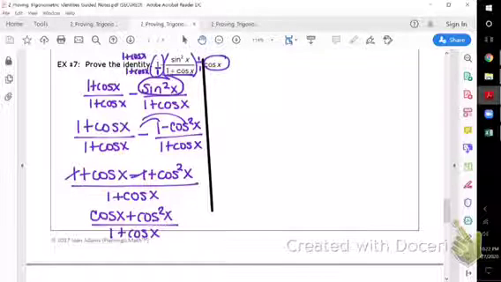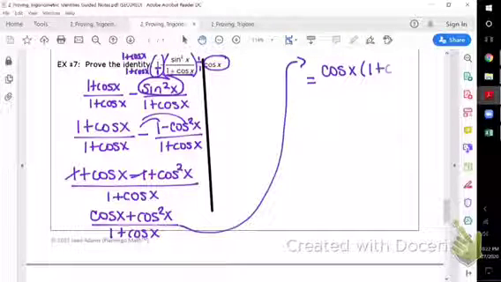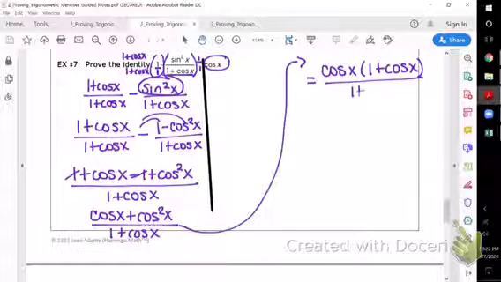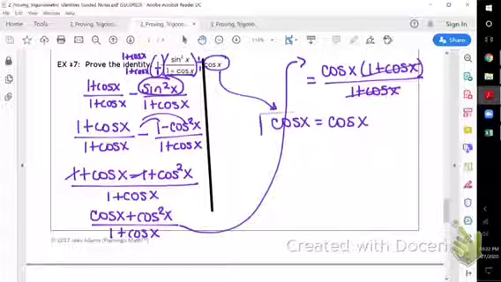Well, can I do anything else in my numerator? I can. I can factor out a cosine of x. And when I do that, that leaves me with 1 plus cosine of x in parentheses over that denominator. And then look at that. We have a 1 plus cosine on top and on bottom. So that cancels. And all we have left is that cosine of x. And that is equal to what we were looking for, cosine of x.